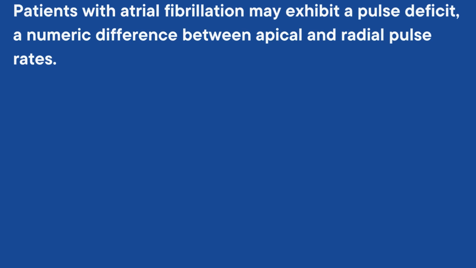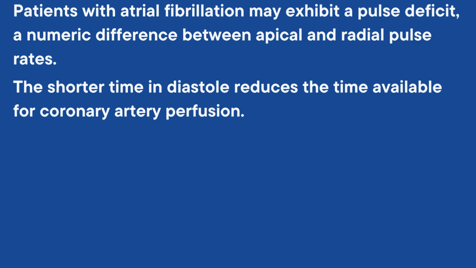Patients with atrial fibrillation may exhibit a pulse deficit, a numeric difference between apical and radial pulse rates. The shorter time in diastole reduces the time available for coronary artery perfusion, thereby increasing the risk of myocardial ischemia with the onset of angina symptoms. Decreasing the ventricular rate may avoid and correct these effects.